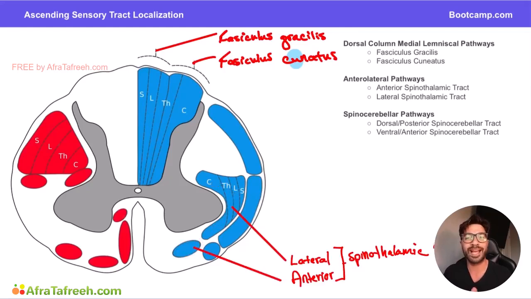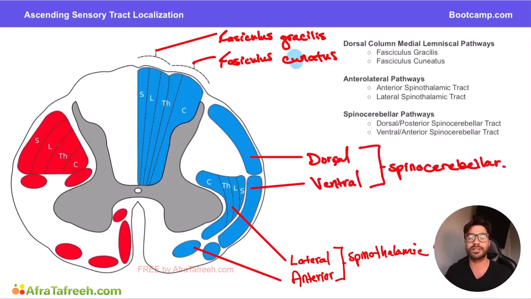Now, finally, we have our spinocerebellar, and again, these are divided into a ventral and dorsal, and you can kind of identify these based on their names. So the ventral one, this is going to be more ventral or anterior, and the dorsal one, this will be more posterior or dorsal. So that leaves us to these two structures on the most lateral aspect of the spinal cord. This is going to be our ventral or anterior spinocerebellar, and this will be our dorsal or posterior spinocerebellar.